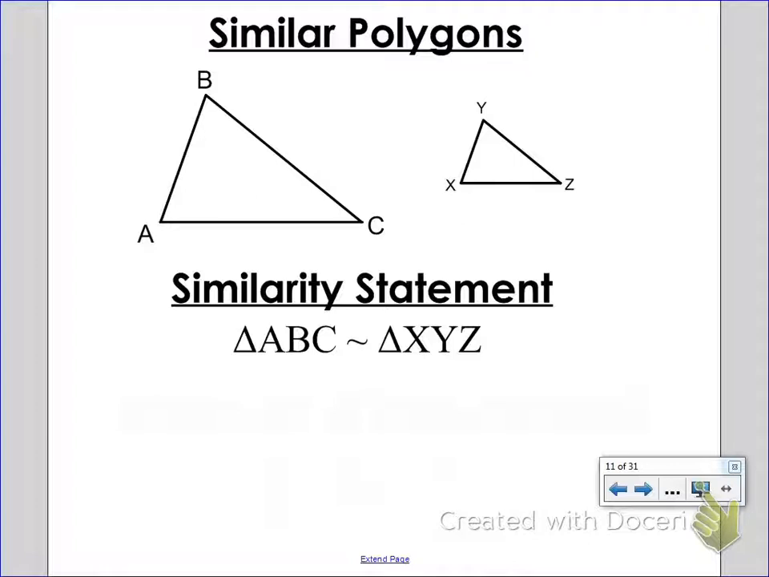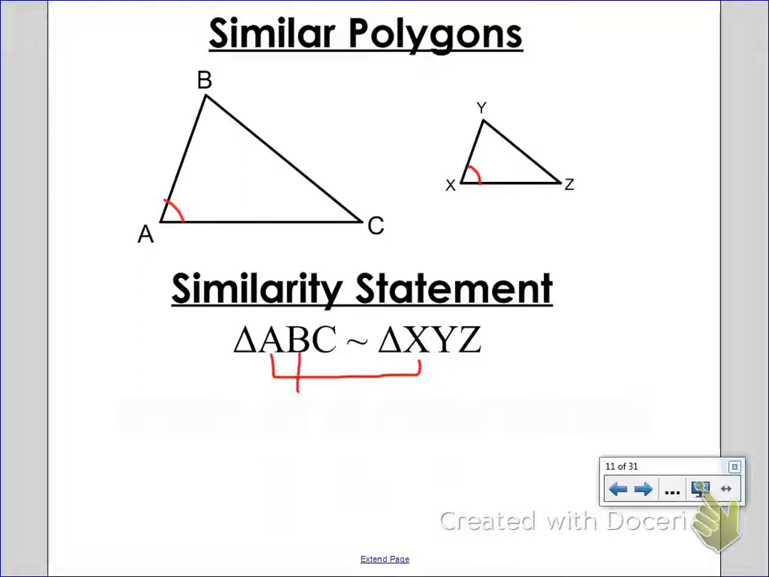A similarity statement works very closely to the congruence statement, where we have corresponding parts. So we've got angles and we've got side lengths. Let's start with the angles. In similar polygons, corresponding angles are going to be congruent, just like with congruency. So in this case, A is the first letter and X is the first letter. Therefore, angle A will be congruent to angle X.